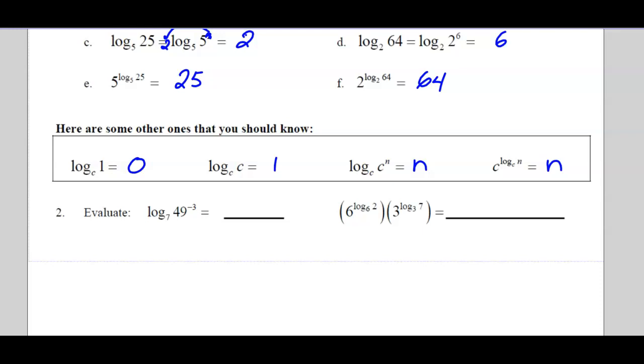Okay, so these aren't quite as simplified as the previous ones. So what you can do here, if you want to show work, is think about it: that's log base 7. 49 is 7 squared. That's raised to the negative 3, so this is going to be 7 to the negative 6. Base and base are the same, so the answer will be negative 6. If you want to show it.